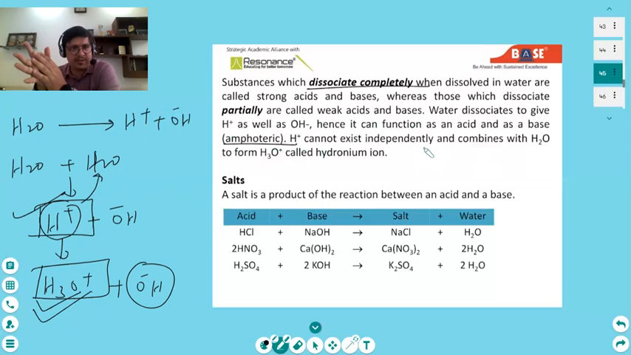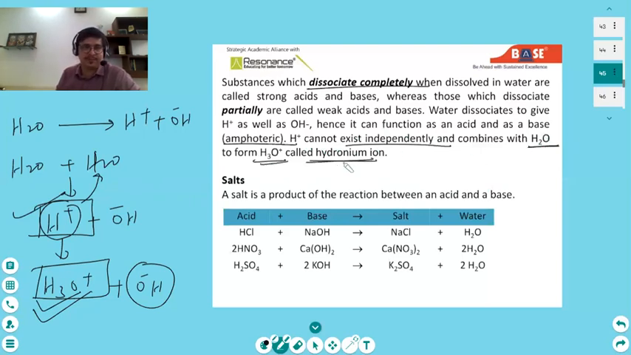Why does it split? The question arises. The water splits because of the vibration which is present in the bond. So water has an H single bond, oxygen single bond, H bond. It is having a bond like this. This bond is always in vibration. Due to that vibration, the split will be there into H plus and OH minus. When you come to class, we will talk in much more depth. H plus cannot exist independently. I have told you here. So it will combine with another water molecule and form H3O plus, known as the hydronium ion.